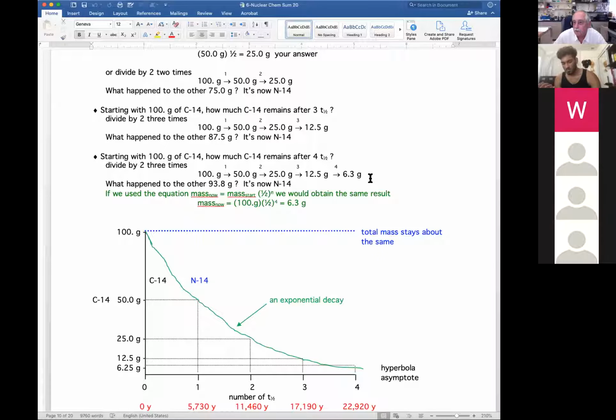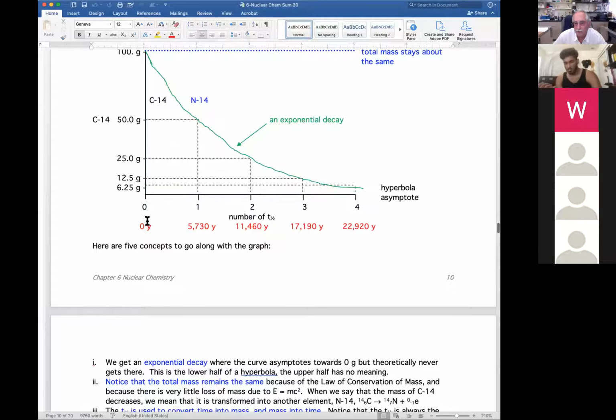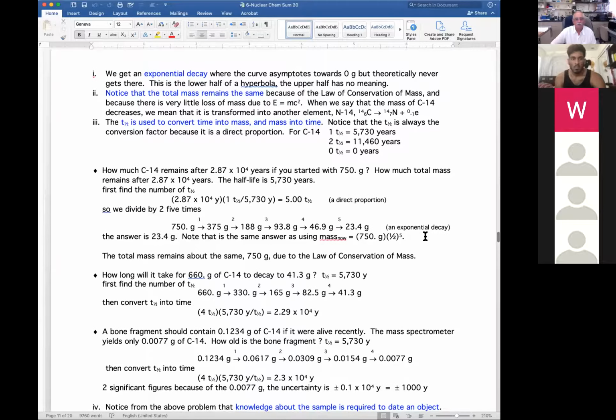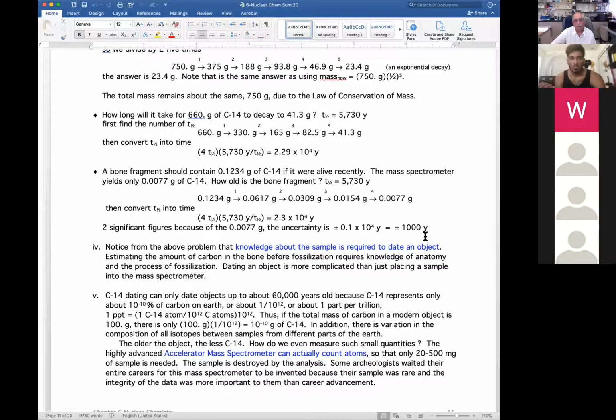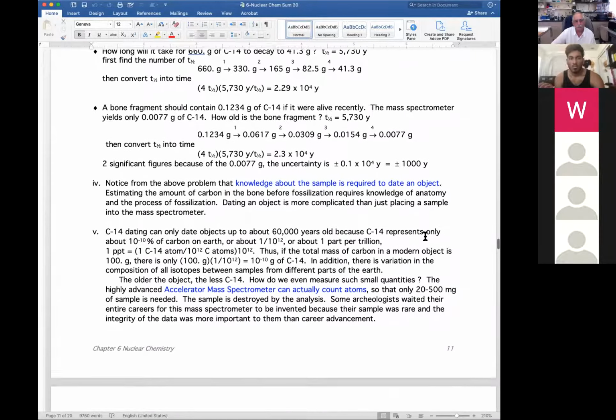And later on, you can convert the half-lives into years. And that is a direct proportion. That's simply a conversion factor. Okay. So here are several problems about that. I don't know if you have any questions about any of these.